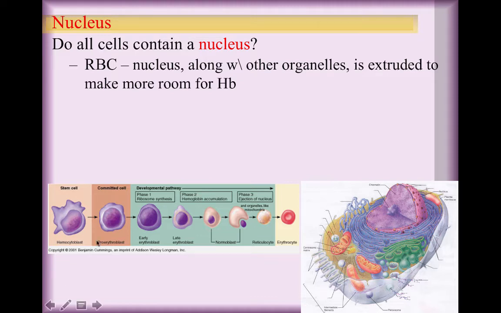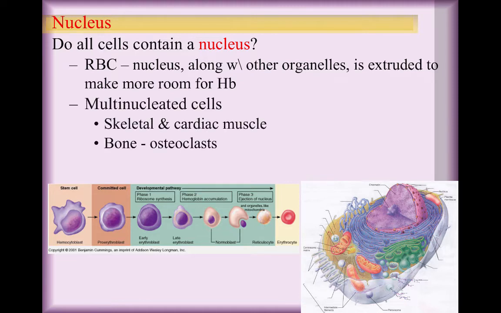In this diagram, you can see the development of a red blood cell, and it does at first have a nucleus. But as it develops, at some stage, it actually pushes the nucleus out, along with other things that are in there. And this allows us to pack in lots and lots, indeed millions of molecules of hemoglobin.